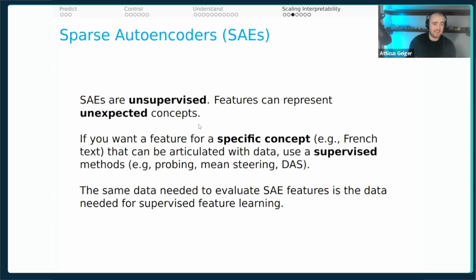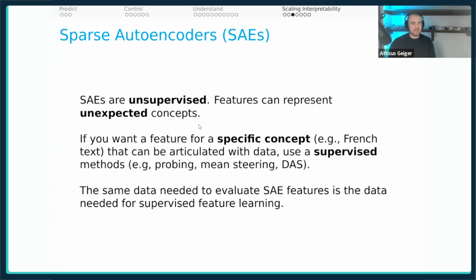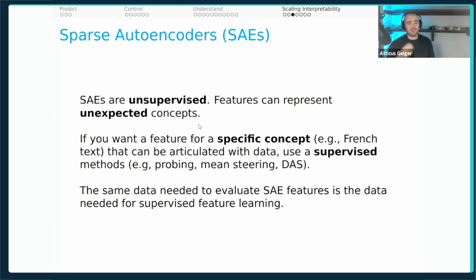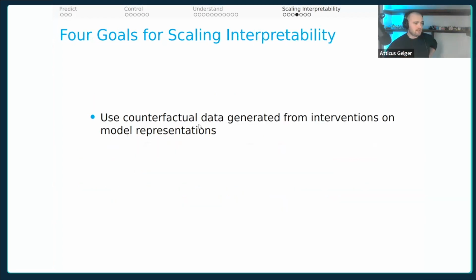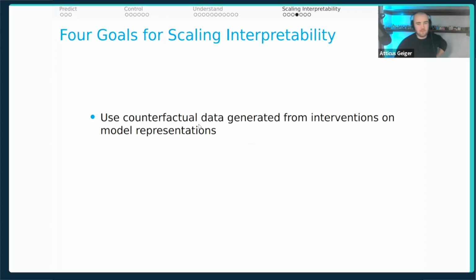And then a final point I'll make is I think the exact same data that you would need in order to figure out what sparse autoencoder features actually are and verify if they're useful in the ways you want them to be, that's the exact same data you would need to do the supervised training. And so I'll end my talk on these 4 points.